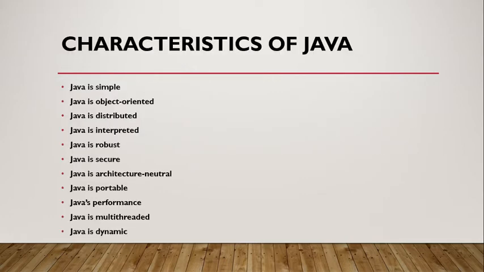Characteristics of Java. Java is simple. The Java programming language is easy to learn. Java code is easy to read and write. The Java language is simpler than previous languages such as C and C++. Java eliminates the pointers concept which was present in C and C++.